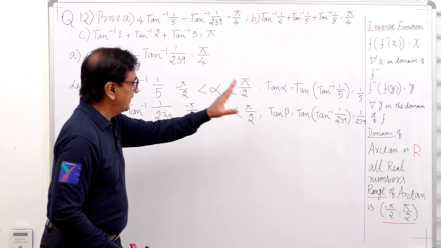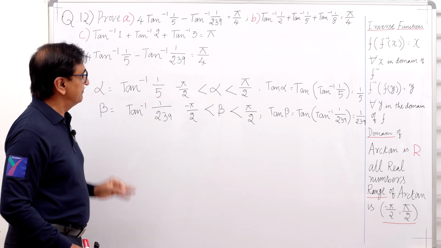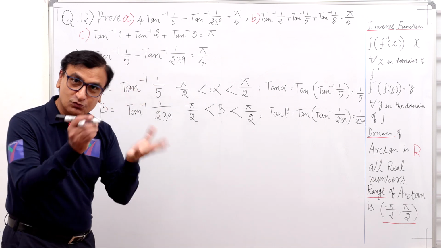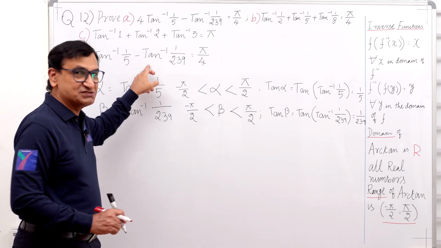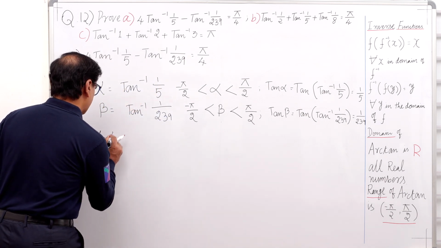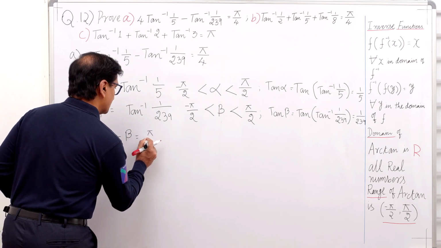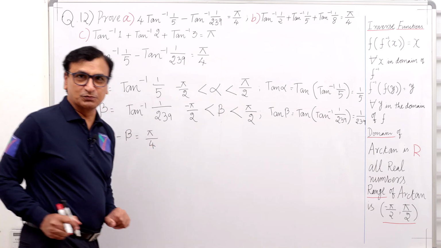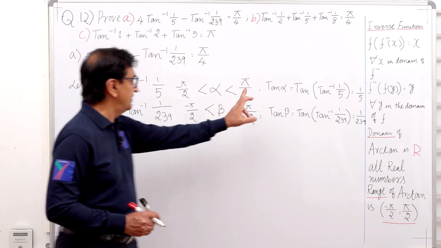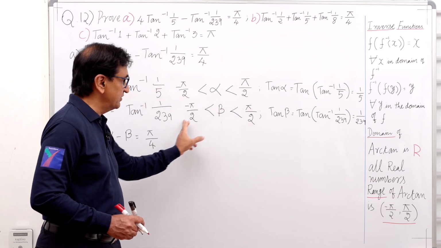Okay, now if I substitute tan inverse of 1 by 5 as alpha and tan inverse of 1 over 239 as beta, the question becomes, we have to prove rather 4 alpha minus beta equals pi by 4, right? So we have to prove 4 alpha minus beta equals pi by 4. This is what we have to prove. Now let's do a small consistency check. Because we have said that alpha is between minus pi by 2 to pi by 2 and beta is between minus pi by 2 to pi by 2.